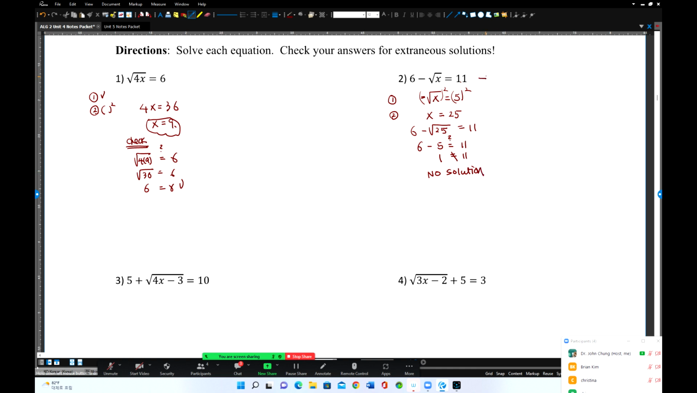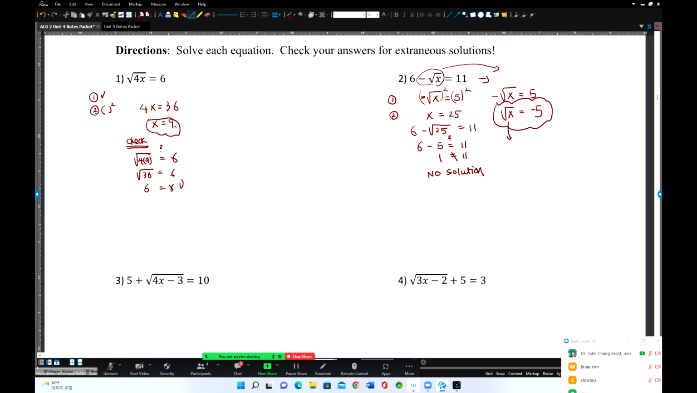You know why? I'm going to move this one to the other side. Radical x. Okay, I'm going to do this one. You get the equivalent over here, okay? Negative square root x equals 5. That's right. Multiply by negative 1 on both sides, so square root x equals negative 5.